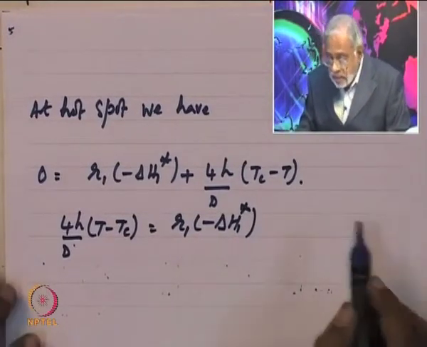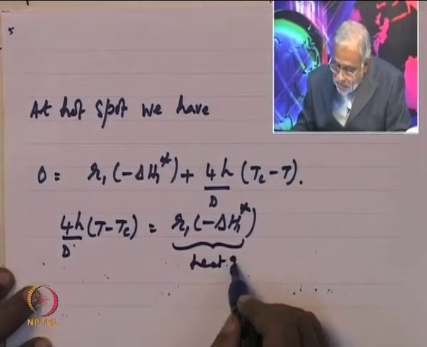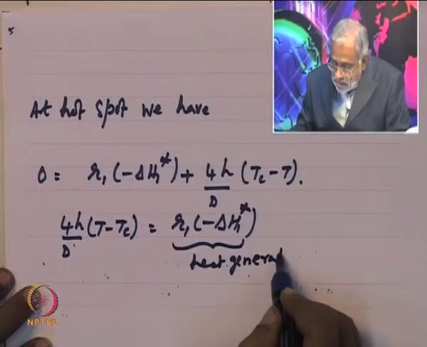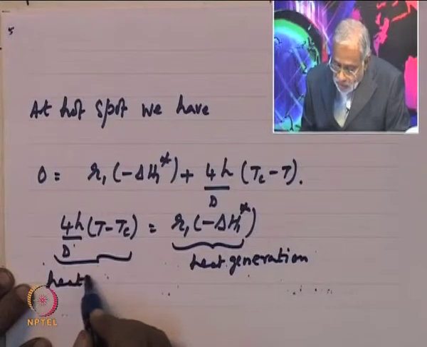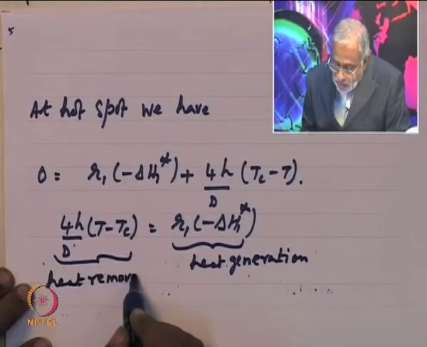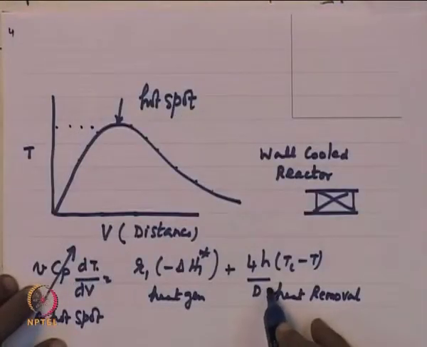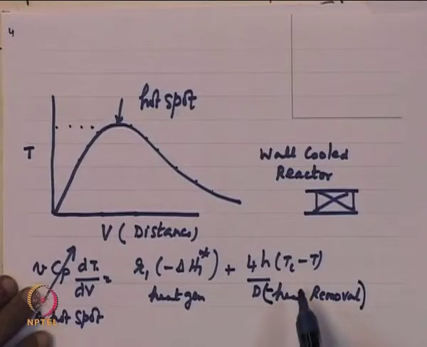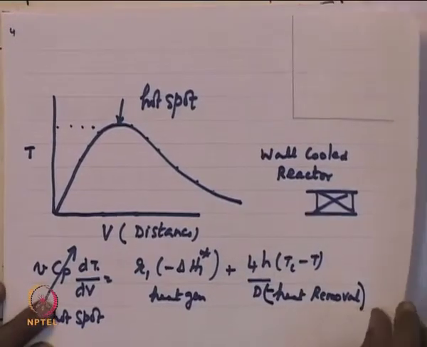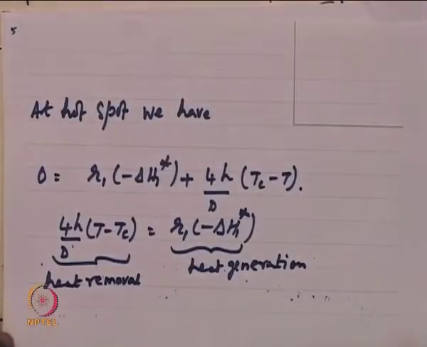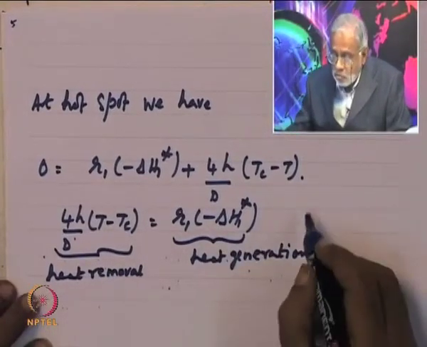So, what are we saying? This is the heat generation, and this is the heat removal. Now, please notice that I should have put a negative sign here, because in the first law convention, heat addition is positive. So, what we are saying is that heat removal equals heat generation at the hot spot.